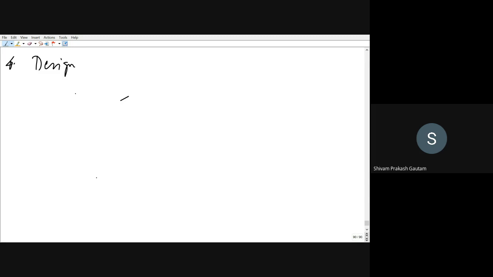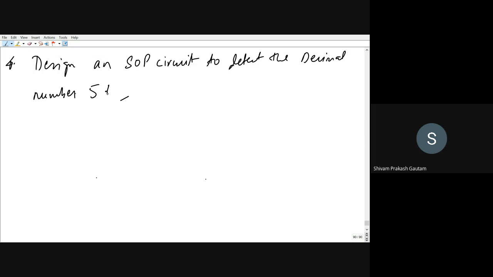Design an SOP circuit to detect the decimal number 5 to 12, which we want to detect in 4-bit gray code. So understand what the problem statement is. You have to design an SOP circuit, that is sum of product, to detect the decimal number 5 to 12 in a 4-bit gray code.